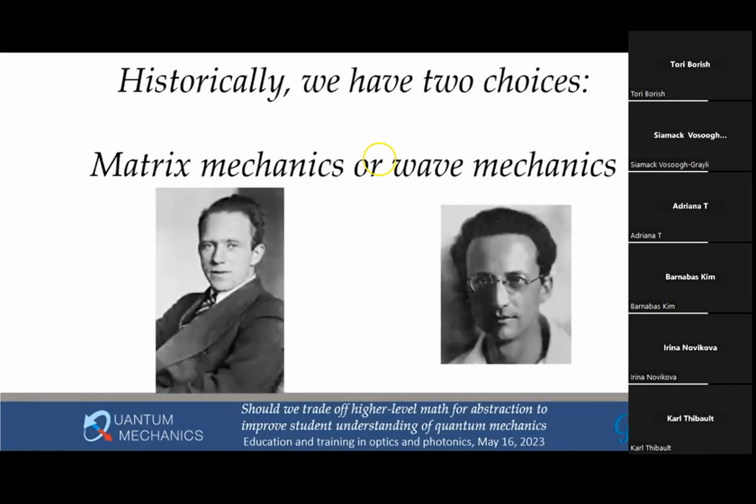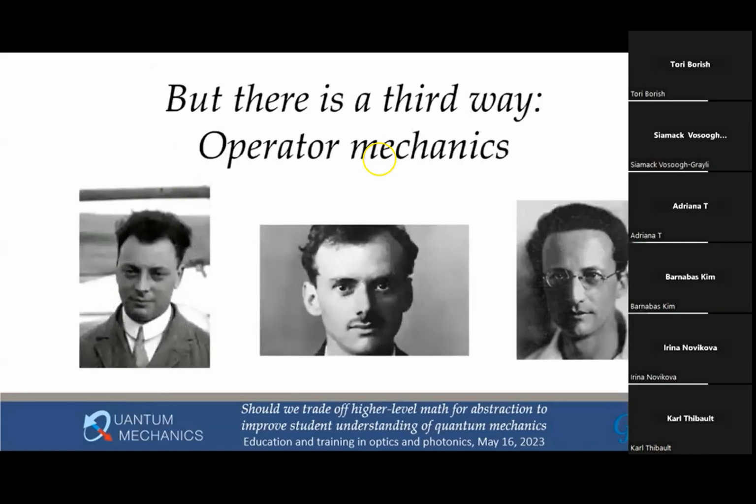You have Heisenberg's matrix mechanics, which really isn't taught at all. We do teach quantum mechanics with matrices, but it's not the way Heisenberg did it. Or there is Schrodinger's wave mechanics. But I want to argue that there's actually a third way of doing this.